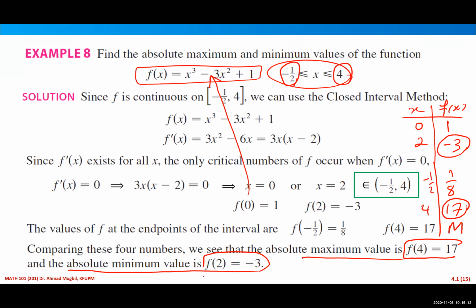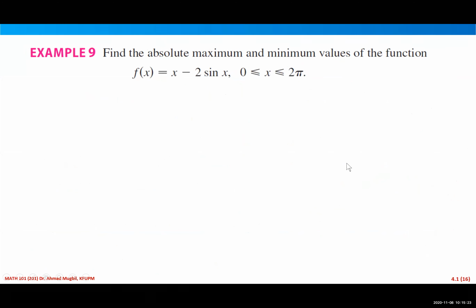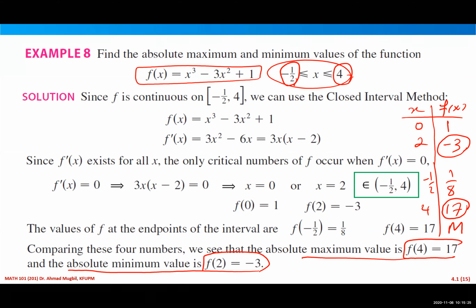Is that clear, Shabab? Did you get the idea? Yes, this is what you are going to do, Shabab. Most of the questions from the sections are about this issue. So let's take another example. First, we have to find the critical numbers, and then we test the endpoints. Yes, this is what we did.